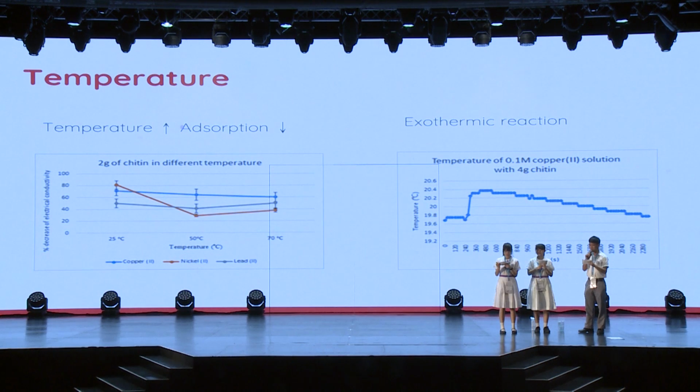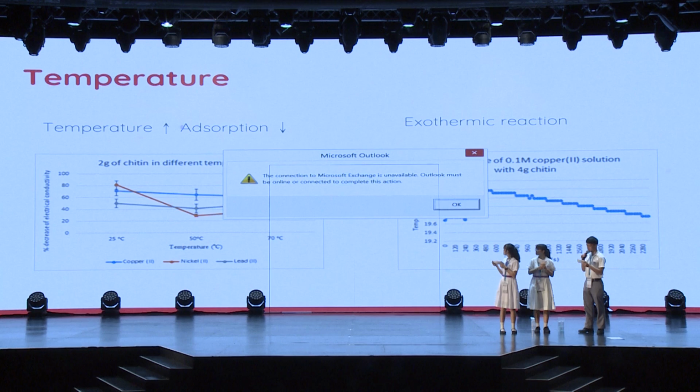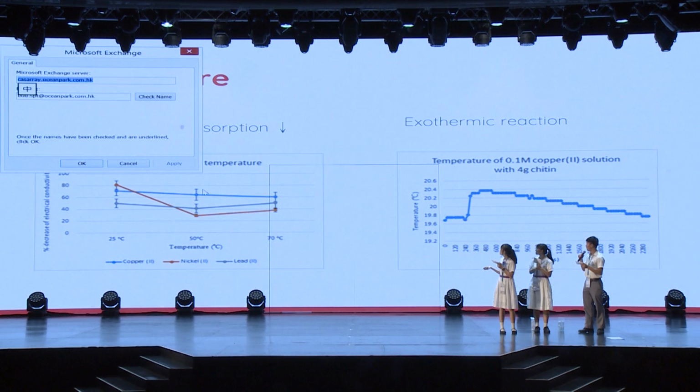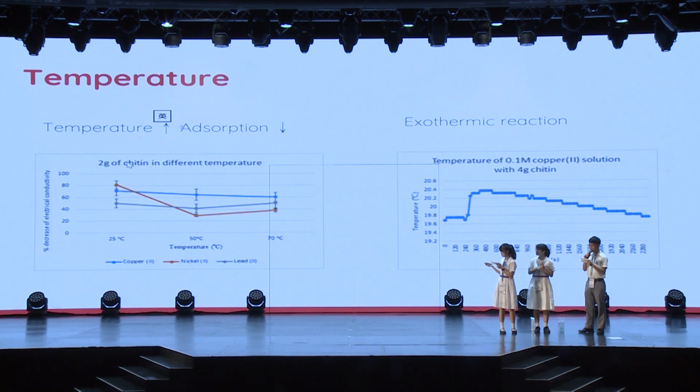The temperature test showed the adsorption slightly decreased at higher temperature. We used a temperature sensor to follow the solution temperature with time and found that the temperature increased immediately when chitin was added into the solution. This indicates an exothermic reaction.